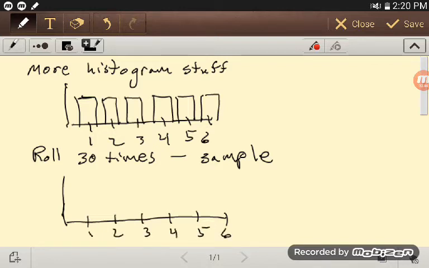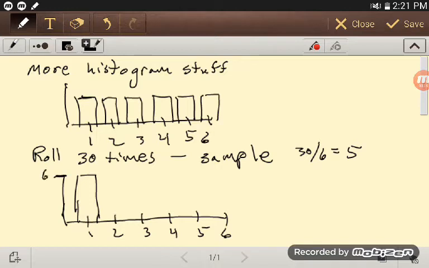Now, so 30 times. If I have 6 different numbers, 30 divided by 6 equals 5. I would expect that I would get 5 each time, or 1/6 of the time, right? So that's 30 divided by 6, or 30 times 1/6, is 5. Now, what might actually happen, right, is that the 1, I might get that.